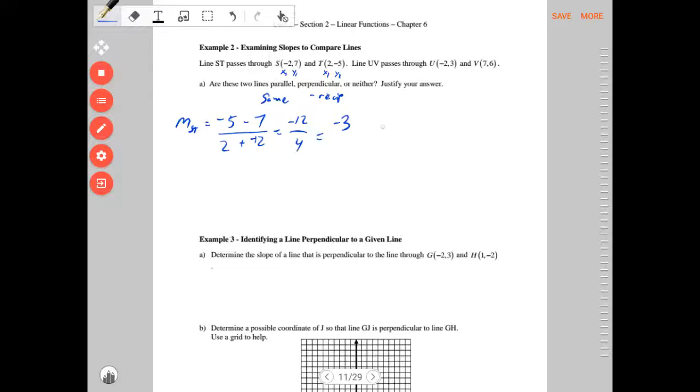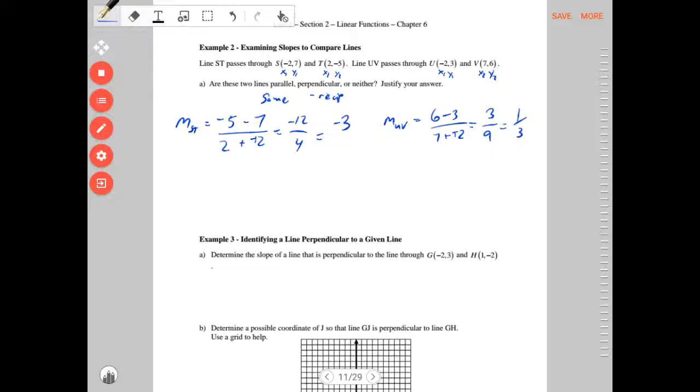Awesome. Now we find the slope of UV. Same thing, x1, y1, x2, y2. So we get 6 minus 3 over 7 minus negative 2. So 6 minus 3 is 3. The double negative makes a positive, so 7 plus 2 is 9. So that reduces to 1/3.